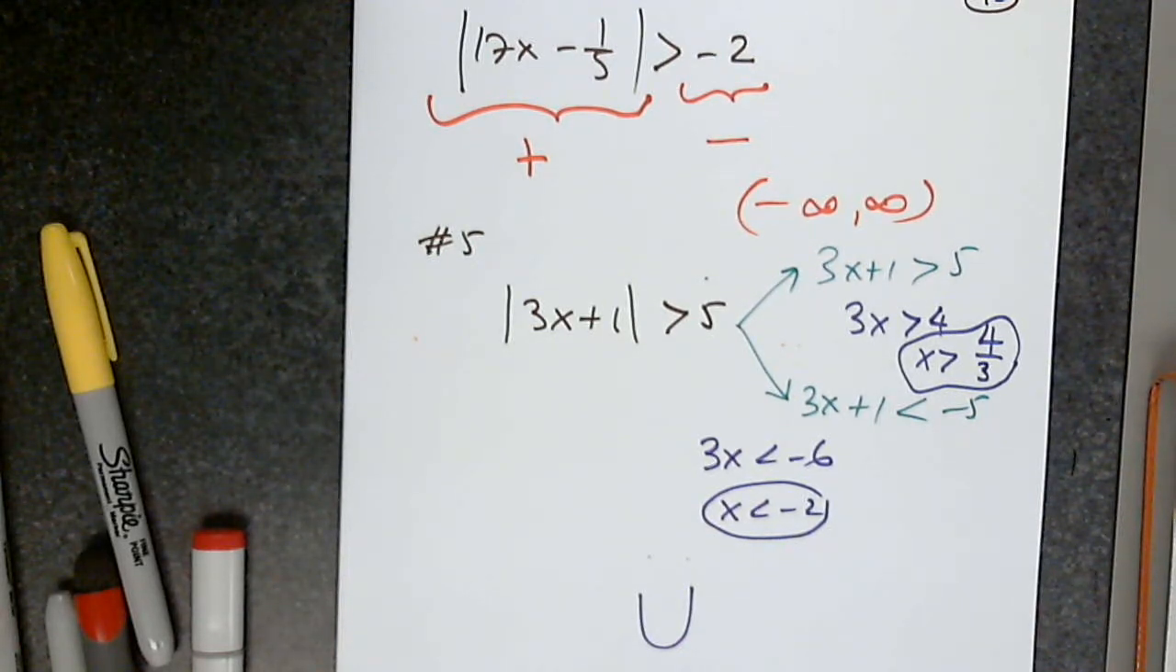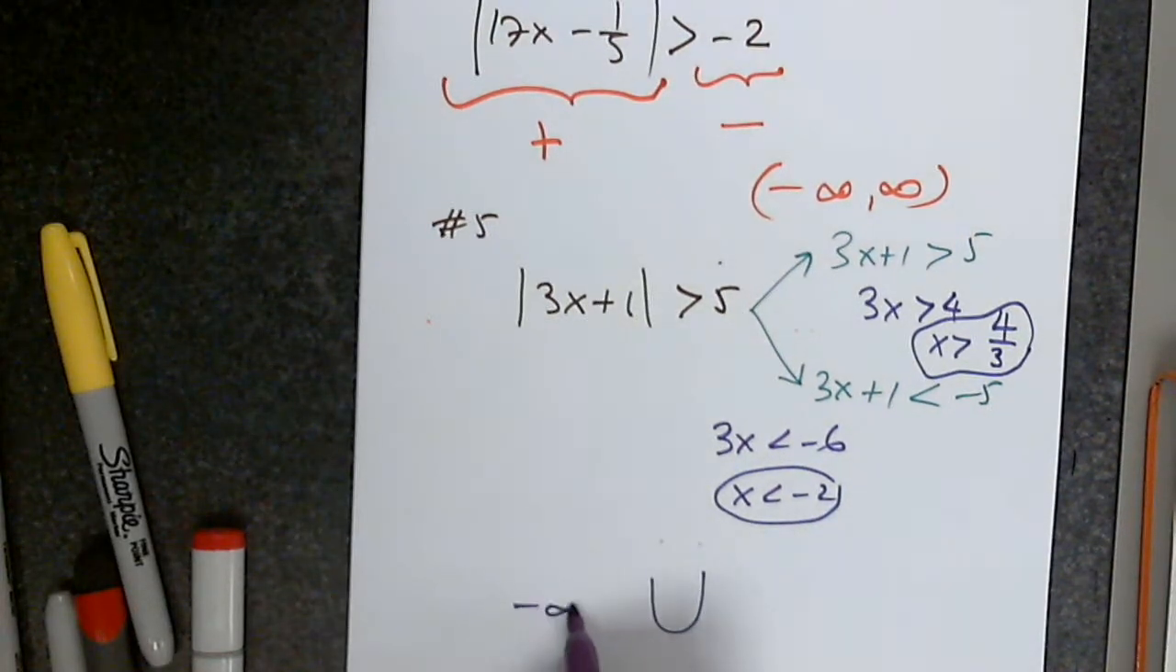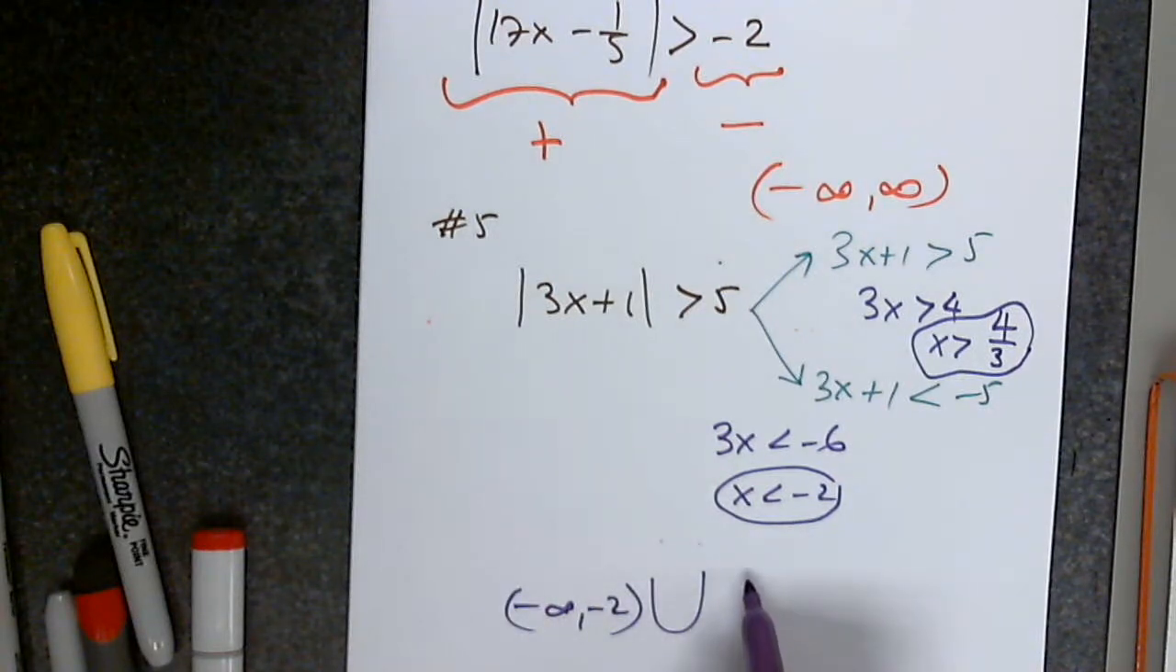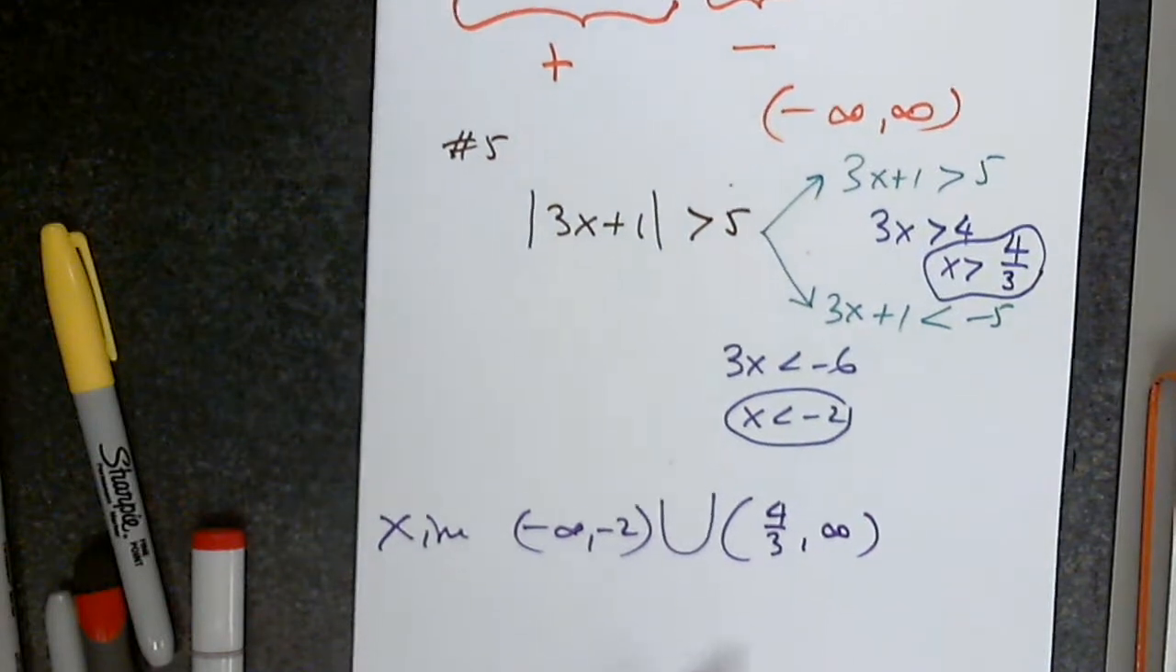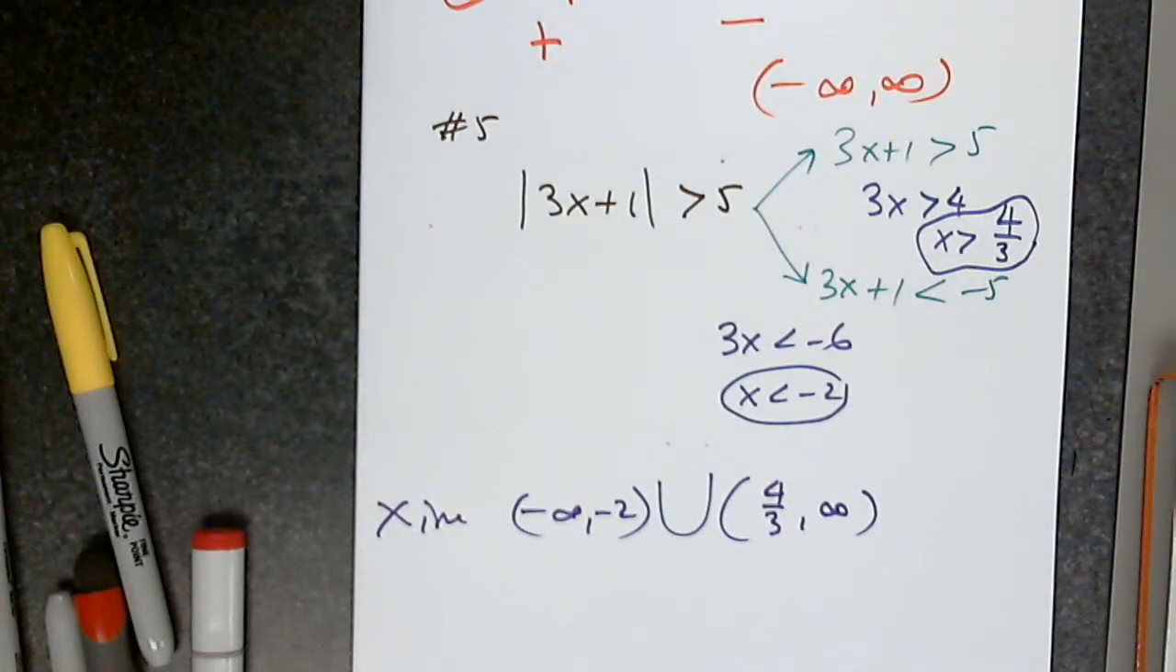So, what will you say? Yes, I have to start with this one, negative infinity, -2, union, 4/3, infinity. X is in this interval. The X can be chosen in this interval.